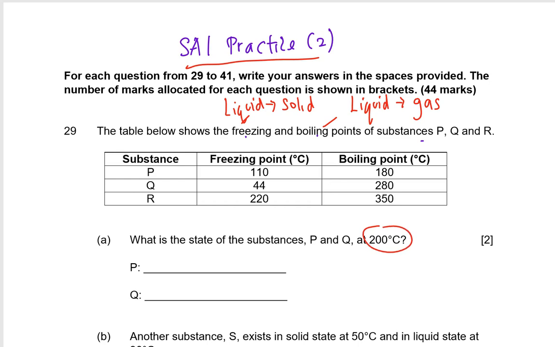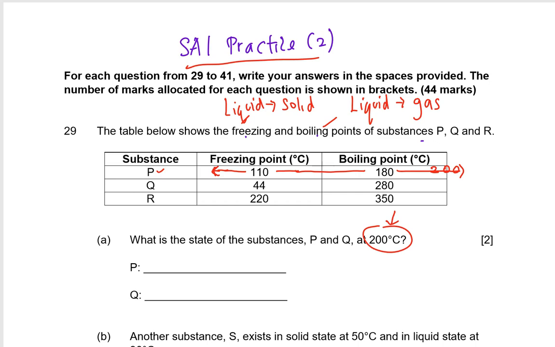Alright, so now we're at 200 degrees Celsius. What is the state of P and Q? We're going to start off with P first, and we have the freezing point 110, boiling 180. I would like you to think of these numbers as being placed on a number line. The number gets bigger and bigger, 180 and onwards. So where do you think you will park this digit 200? You will most likely park it here, right? Because it's a number that's bigger than 180.